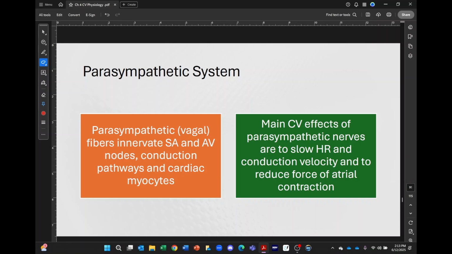So the parasympathetic, through our vagus nerve, right? Isn't the vagus nerve one of the parasympathetic ones? Okay, there's only a few of them. It innervates the SA node and the AV node and the conduction pathways and the cardiac myocyte. So we have a very deep parasympathetic innervation in the heart via the vagus nerve. And the effects slow heart rate, slow the conduction through the heart, all to lower the heart rate and lower the blood pressure. And that's the role of parasympathetic.